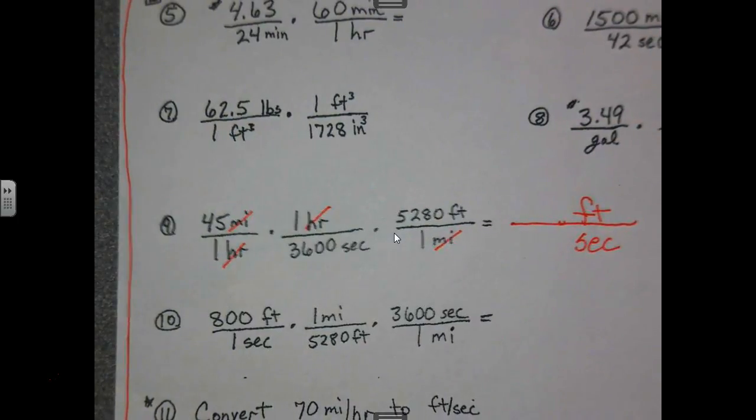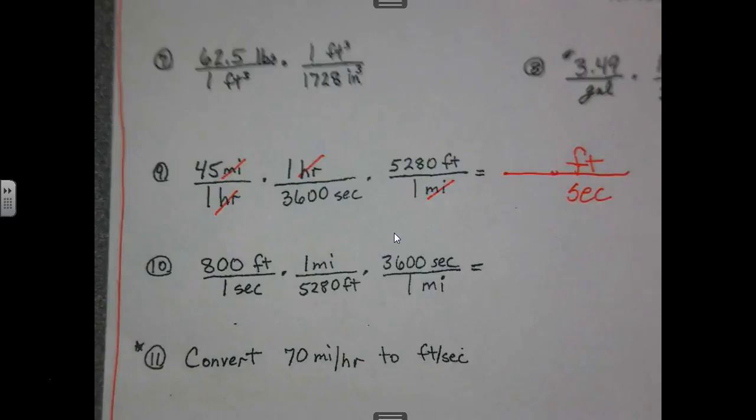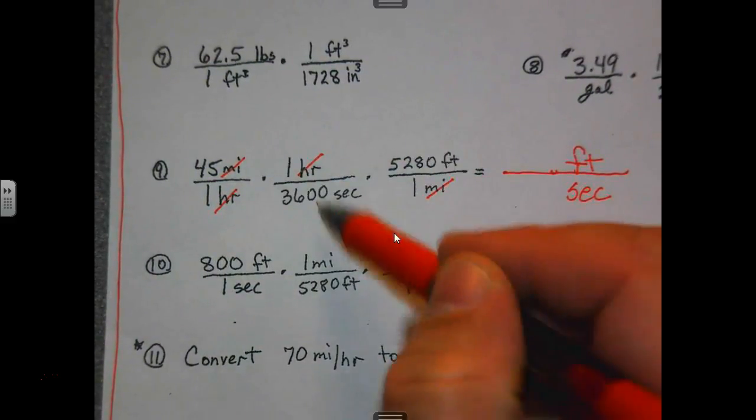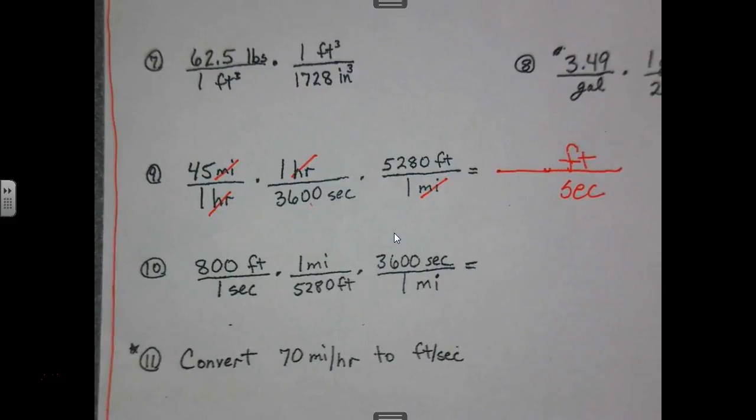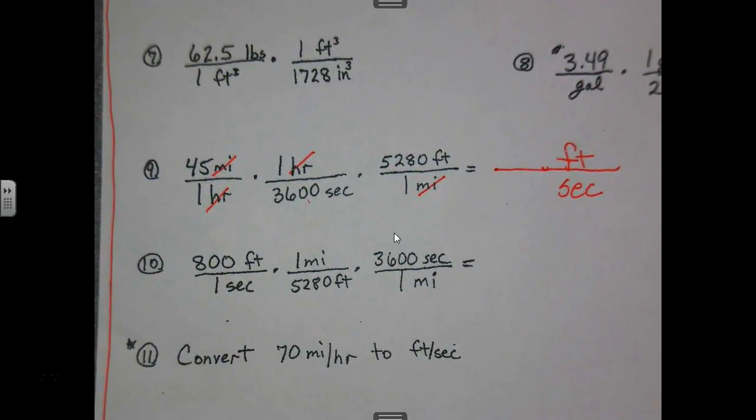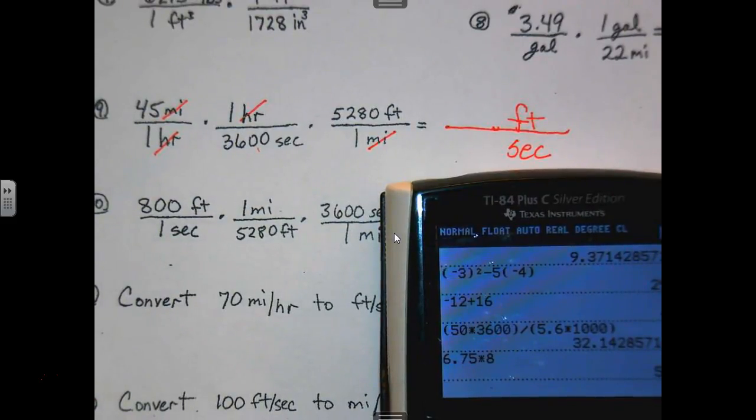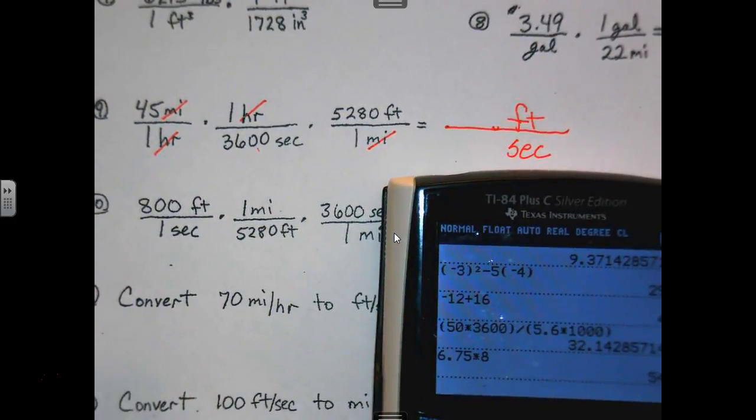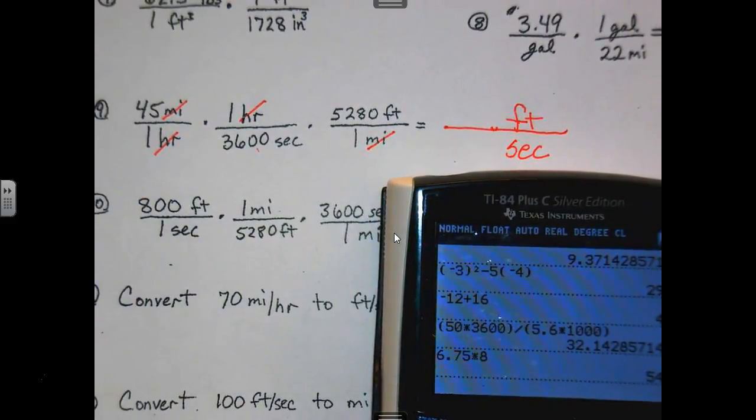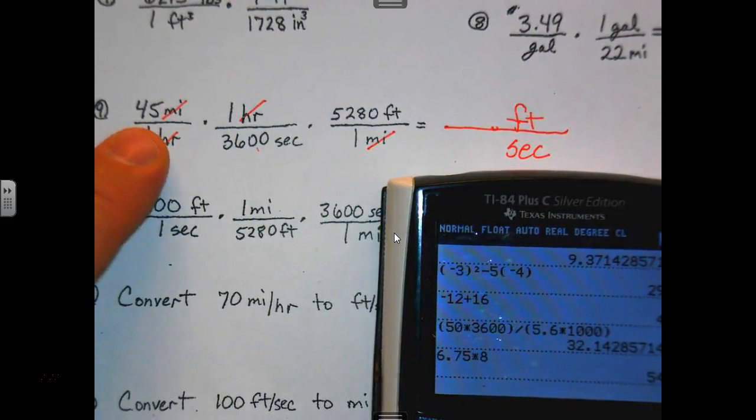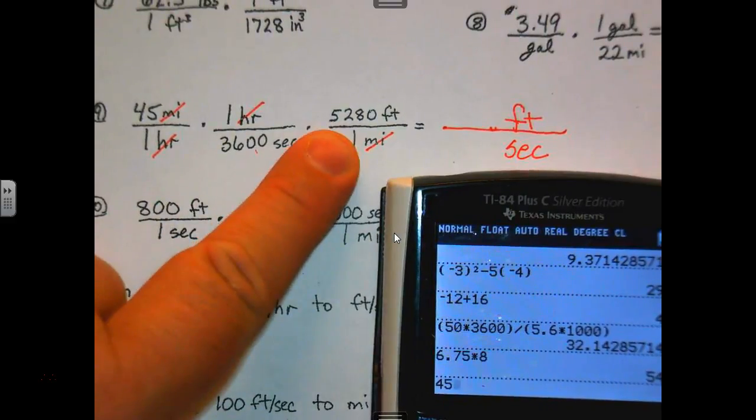Now, you could do this a couple of different ways. We can cancel out factors first, which I've been trying to get you guys into the habit of doing. But these are getting pretty big numbers. I would suggest using your calculator. All right, let's do the numerator. But please keep your numerators and denominators separate. So I'm going to take 45 times 5280.